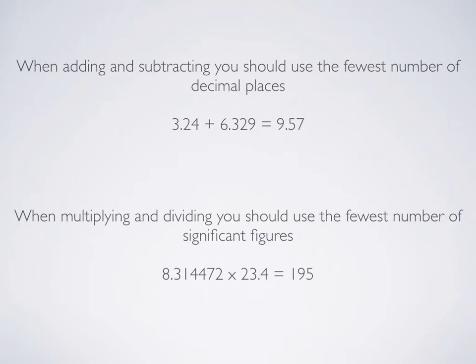Addition and subtraction, I always use the fewest number of decimal places. Now when I'm multiplying and dividing, I should always use the fewest number of significant figures. So in this example, one of my numbers, 8.3144472, has 7 significant figures, and 23.4 only has 3 significant figures. So my answer, when I multiply them, I need to round my answer accordingly to give my answer to 3 significant figures. That's it, no more.